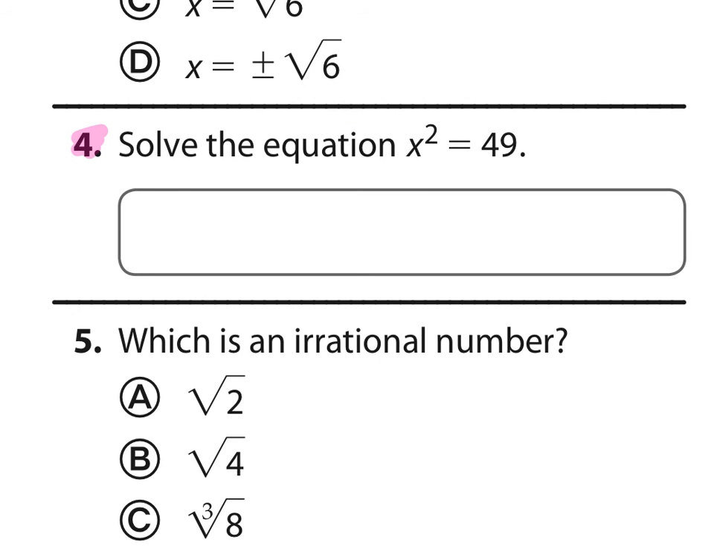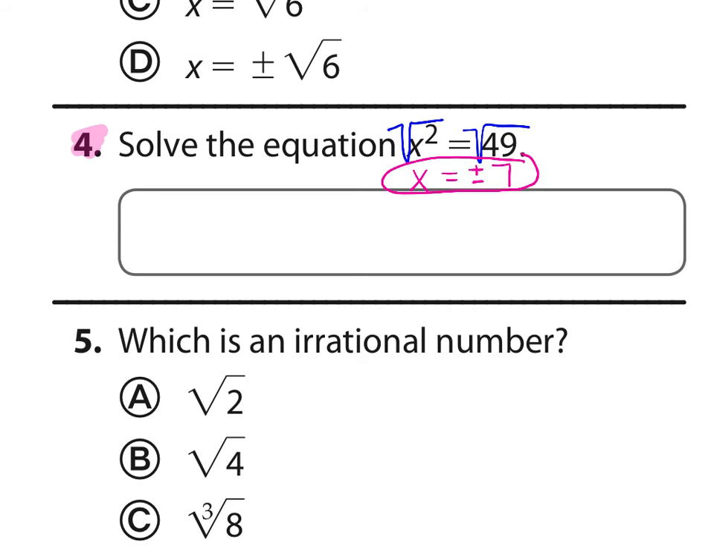Number 4, we're just solving this equation, x squared equals 49. So to get x by itself, we are simply going to take the square root of both sides. On the left side, we get x. On the right side, you might think we get 7, but we need to think of any scenario where we can take a value of x and square it to get 49. So it could be positive, and it could also be negative. So we get x equals positive or negative 7.